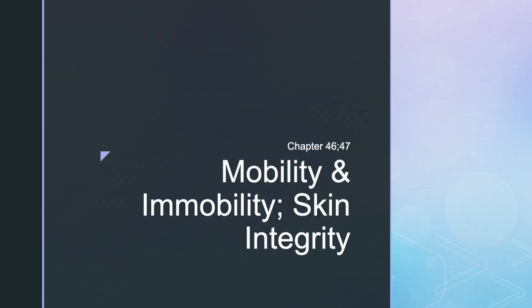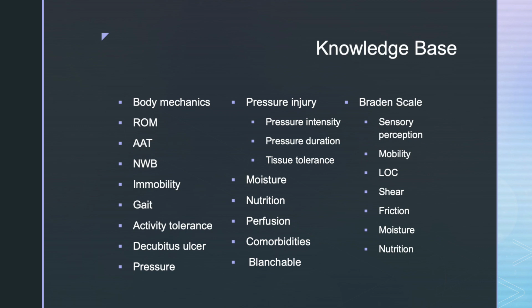So now we're moving on into mobility, immobility, and skin integrity. Just like when we started the conversation around nutrition, there is a certain knowledge base that needs to be there before we can talk about anything else. So these are the common terms and abbreviations that you'll need to understand in order to work with patients and other healthcare professionals in relation to patient activity, mobility, and immobility.